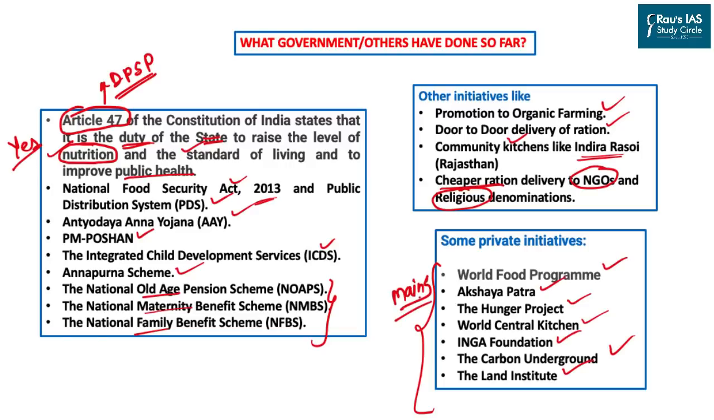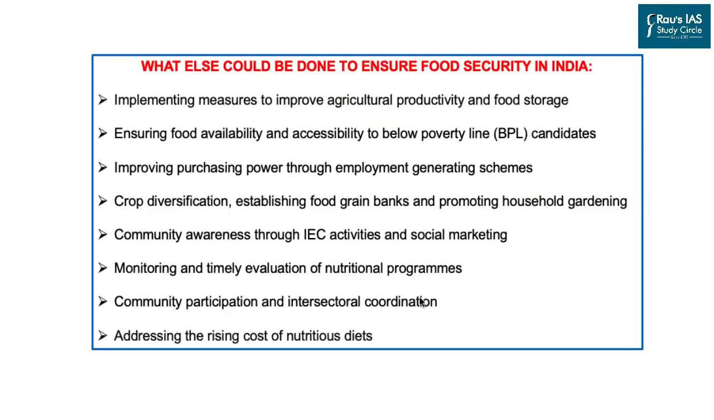Now, given all these initiatives, it seems like the government is doing a lot to reduce poverty. But still we have such a high level of food insecurity in India. So, the point is, what should we do? Well, we can do the following. We can implement measures to improve agriculture productivity and food storage. Food storage requires the most important attention as of now, because as per the Food and Agriculture Organization and the World Health Organization, one-fifth to one-fourth of India's food gets wasted because of lack of food storage systems or recycling.